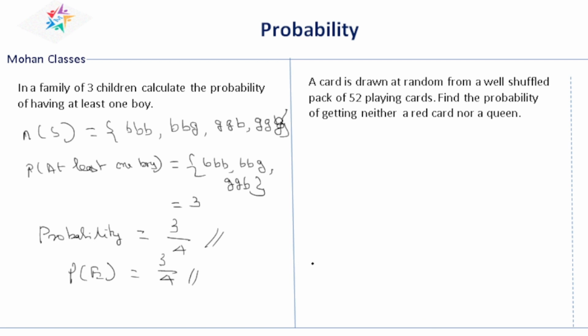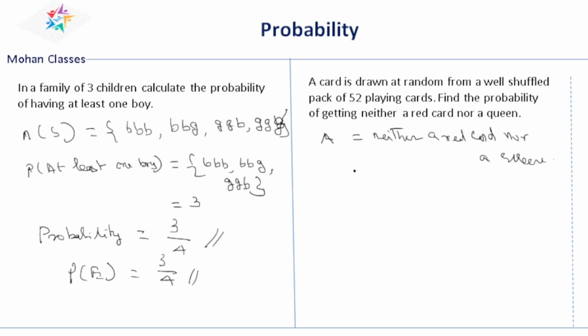Understand? So what about here? A card is drawn at random from a well-shuffled pack of 52 playing cards. Find the probability of getting neither a red card nor a queen. We will take it as, let A be the event we have to find out: neither a red card nor a queen.